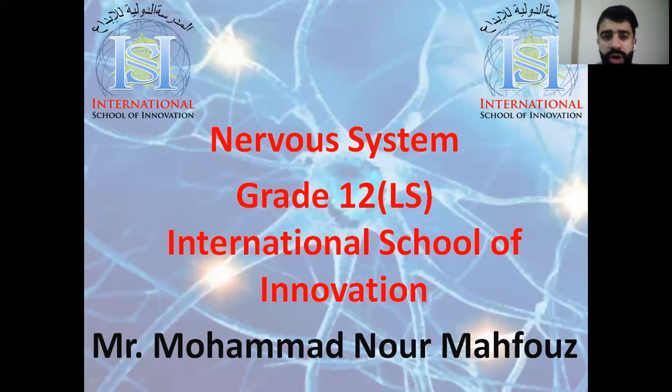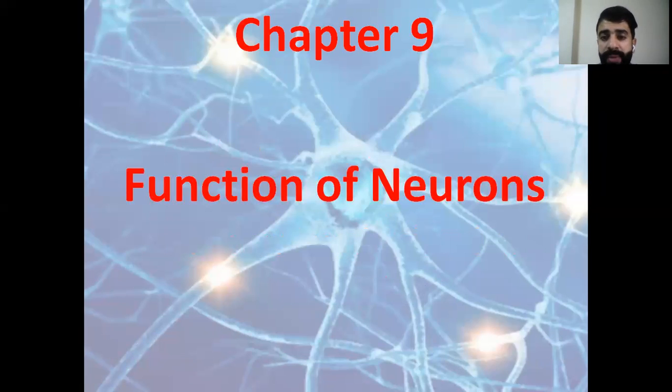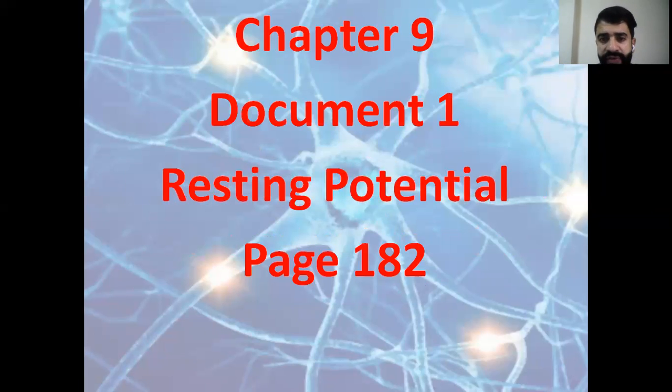In this session, we are going to review chapter 9 about the function of neurons. We're going to make an overall revision for chapter 9 for the different documents. Let's start with document 1 about the resting potential, in your book on page 182.